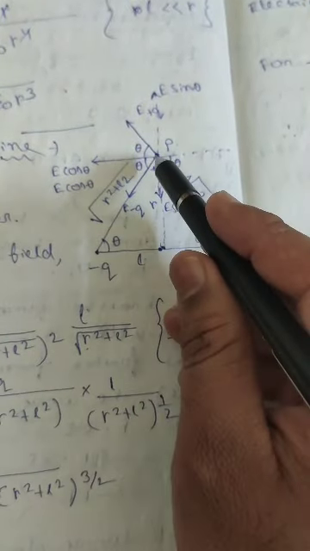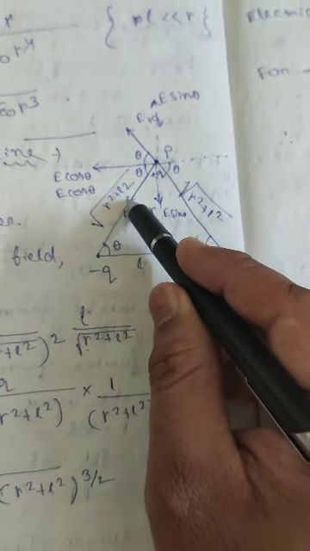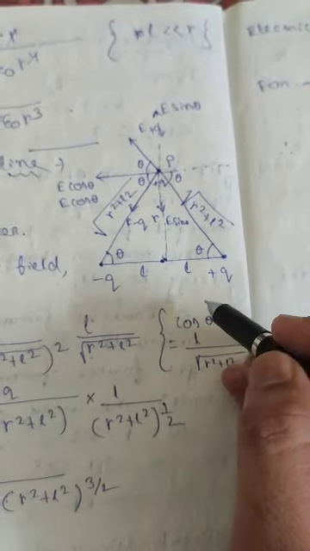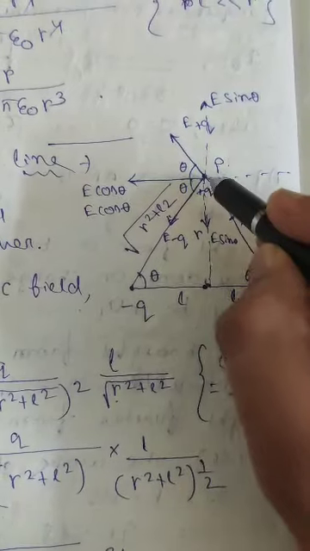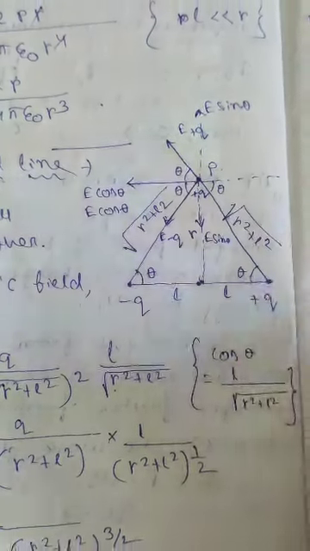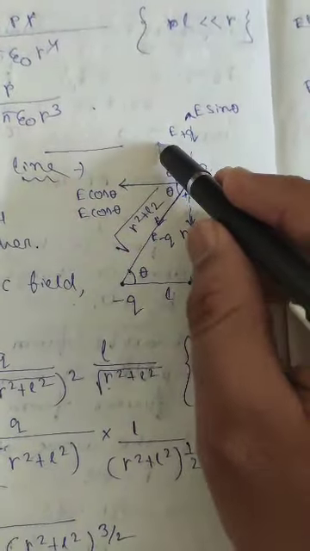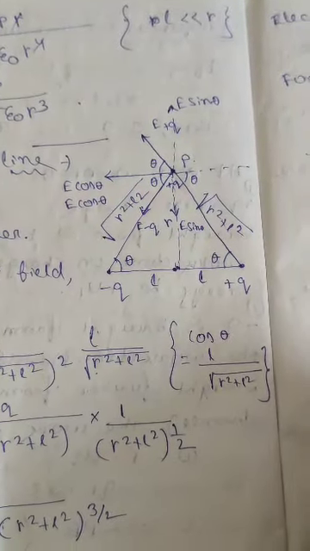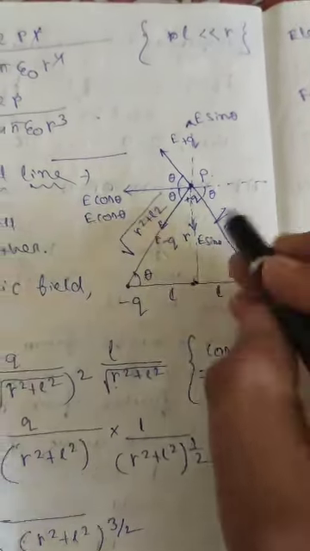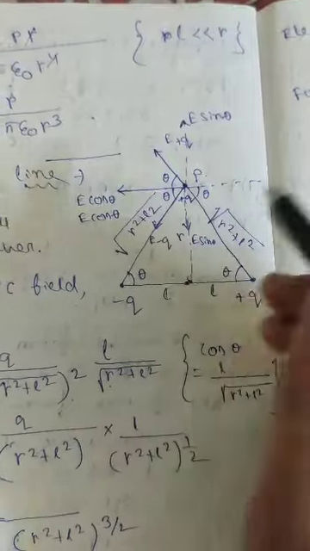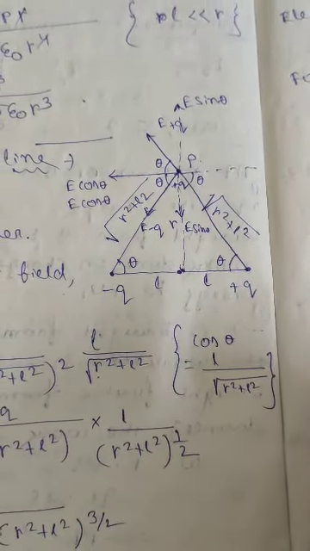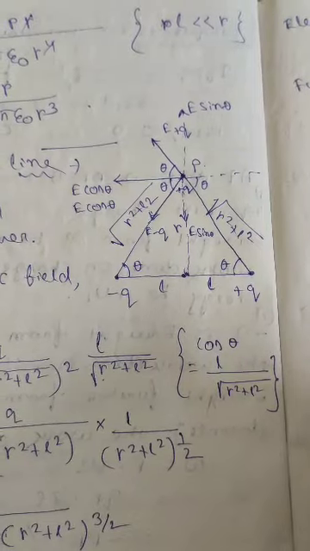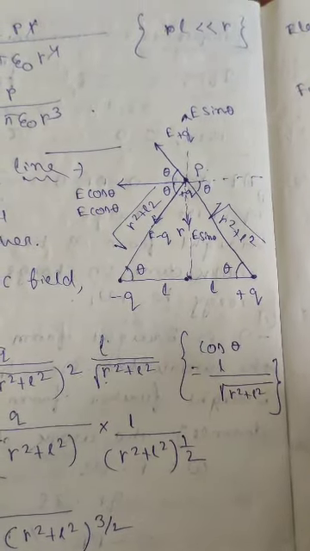Minus q will attract plus Q, so the direction is like this because it's an attraction case. Plus q will repel plus Q, so this will deflect, and the direction is like this. Clear? So there are two directions, and by the vector method we can find the exact result. How can we find it?